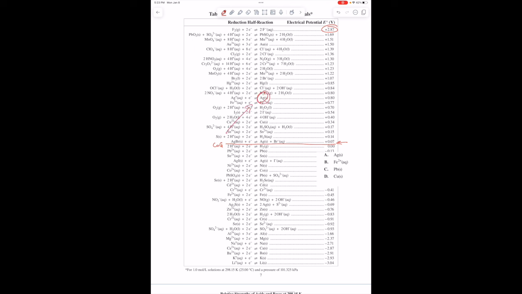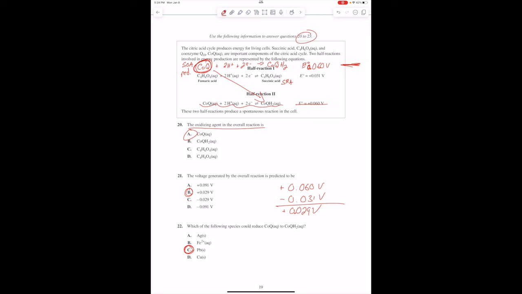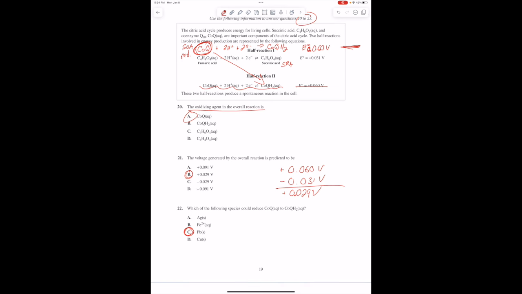This can't react with that. That's non-spontaneous, so it's not going to be that one. Fe2 positive, oh, it's right there, so that's not going to work. Pb solid, that looks plausible. There's Pb solid, that is below. It's probably got to be that one. And copper solid is there. All right, so it is Pb solid, so the answer is C. Cruising along. Okay, 22 is C. Perfect. Okay, let's keep going.